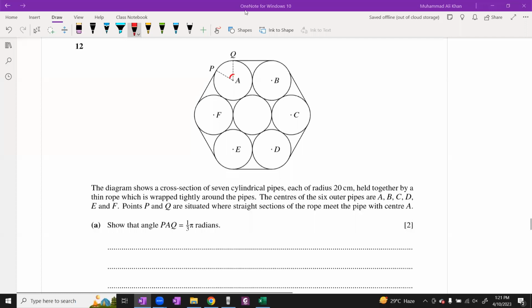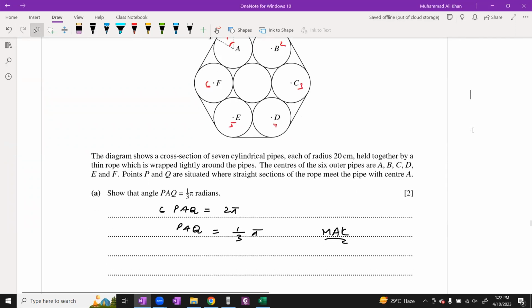Now see how many PAQ angles are formed in total. 1, 2, 3, 4, 5, 6 PAQ angles are formed. So we can write 6 times PAQ equals the complete circle, 2 pi. So what is PAQ? 2 pi divided by 6, which is pi upon 3. This is the first part.